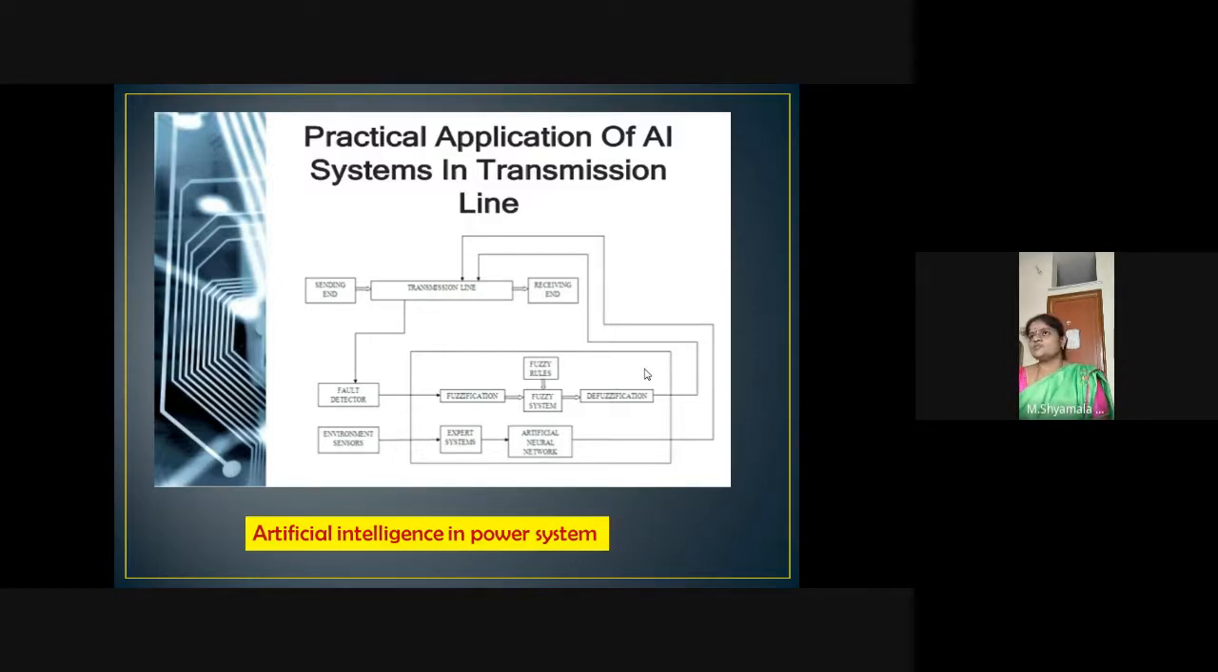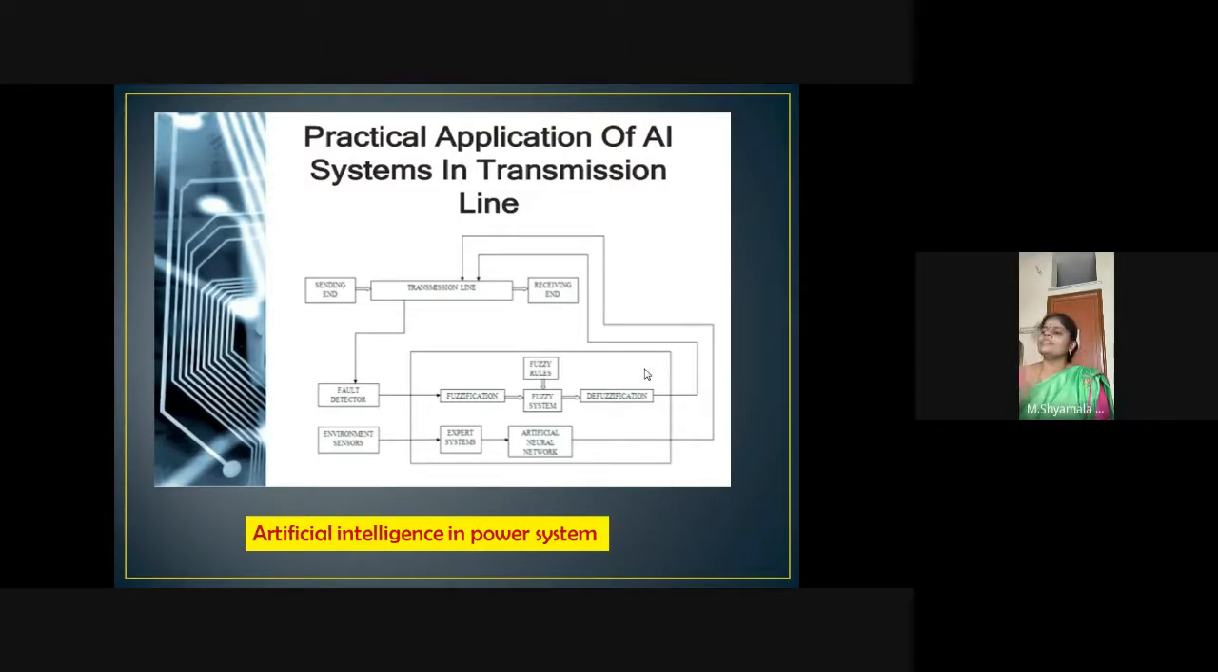This is fully exposed to the environment, and we are combining different types of sources into the transmission line, and in between, human processing is very difficult. So two directions are taken. One is an environmental sensor, which observes the environmental conditions. That input is given to the expert system, and with that the artificial neural network decides, and the decision is given to the transmission line.